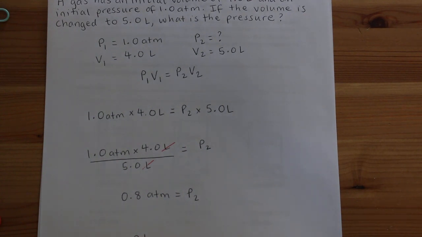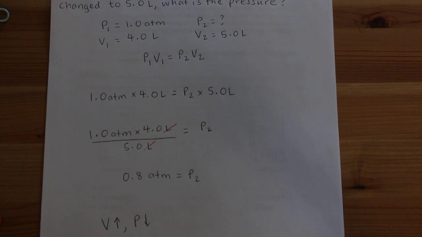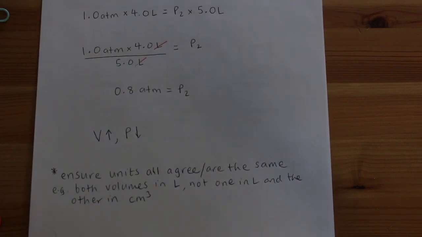The last step in a Boyle's law question is a common sense check. In this question, we know that volume changed from 4.0 liters to 5 liters, so we know that volume went up. If volume went up, according to Boyle's law, we know that the pressure must have gone down. Our initial pressure was 1.0 atmospheres and we calculated the final pressure to be 0.8. That makes sense because it's less than the initial pressure of 1.0. So it makes sense.